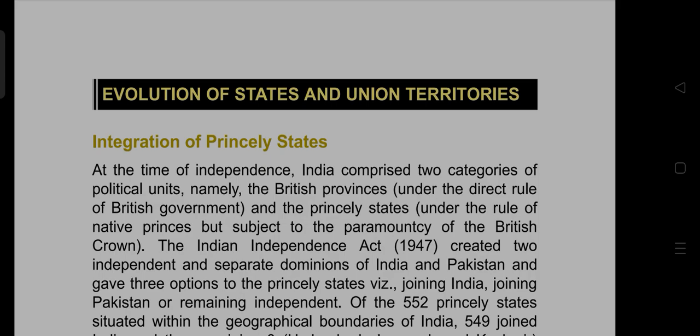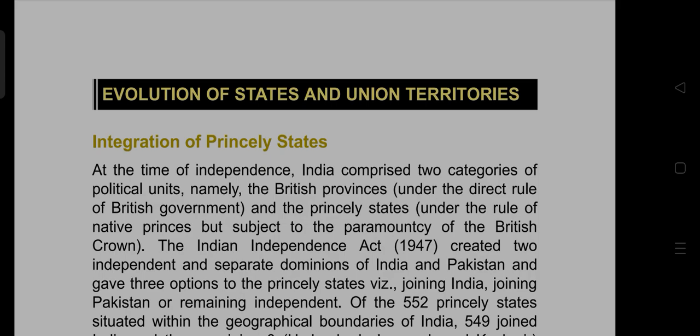of the British crown. The Indian Independence Act of 1947 created two independent and separate dominions of India and Pakistan and gave three options to the princely states, that is, joining India, joining Pakistan, or remaining independent.